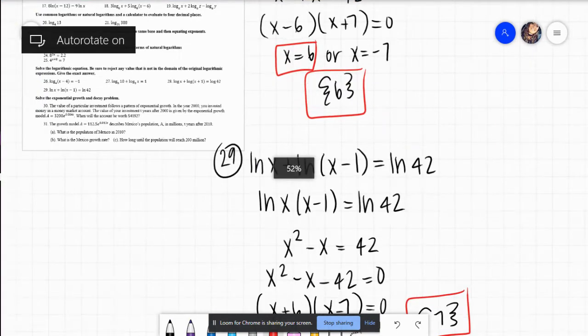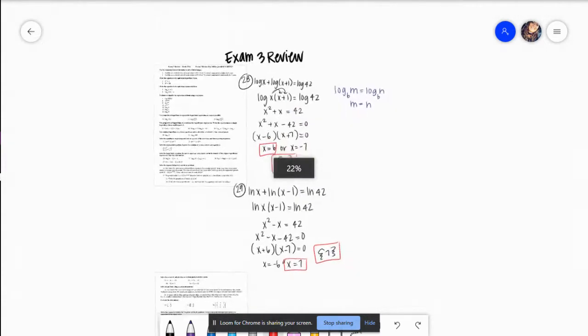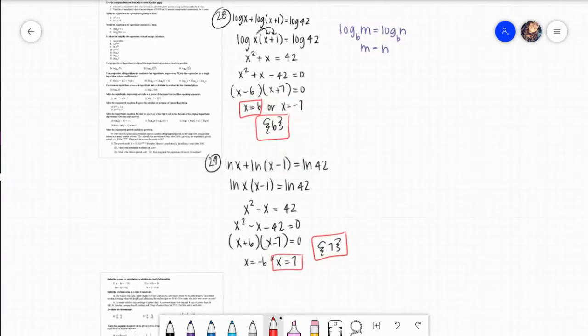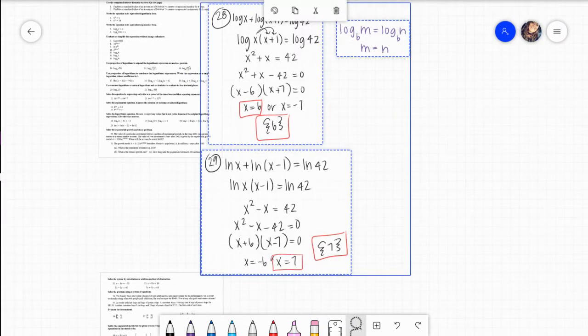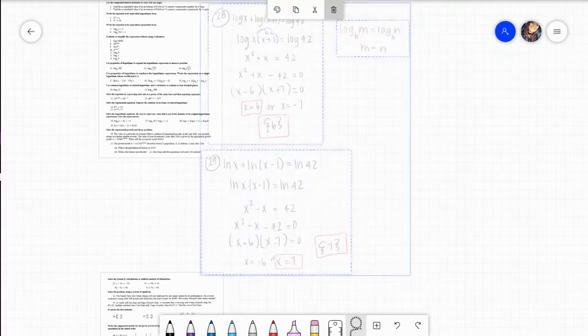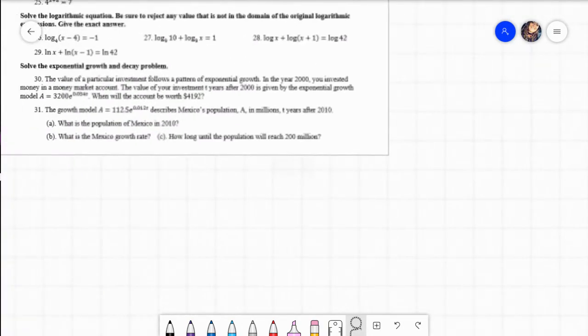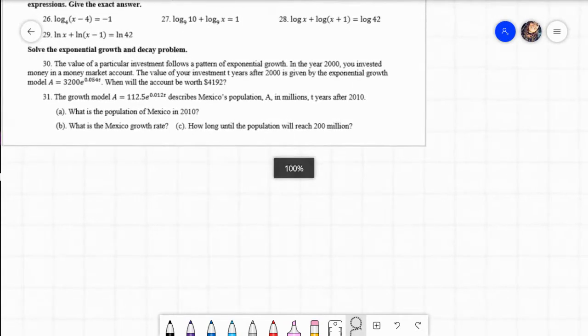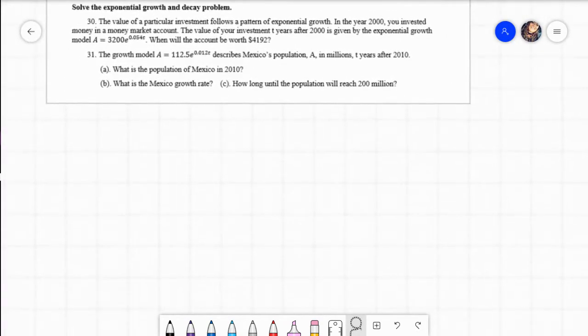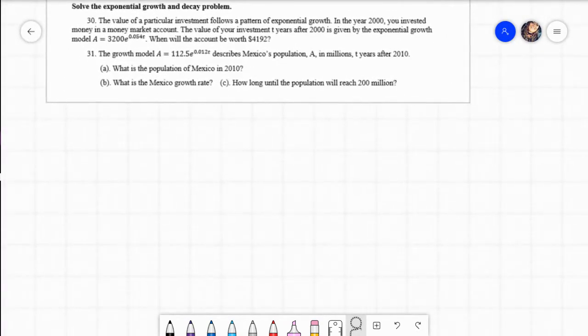Okay, so we last left off solving logarithmic equations and rejecting values if need be. And so what we're doing now is going to be problems 30 and 31. So this says to solve the exponential growth and decay problem.